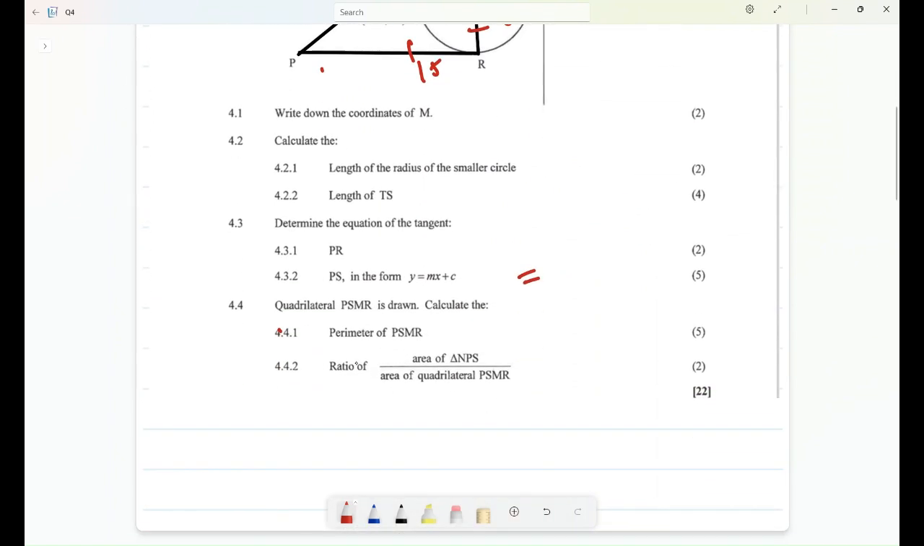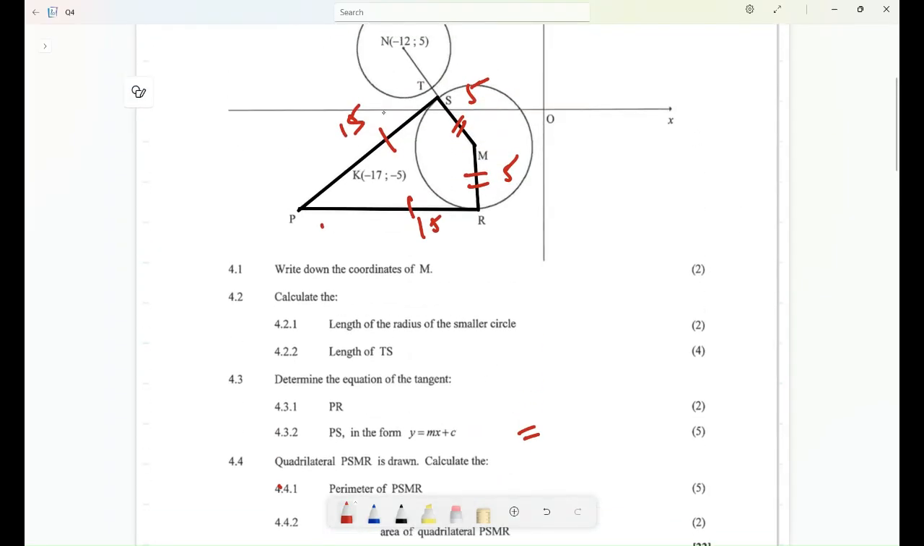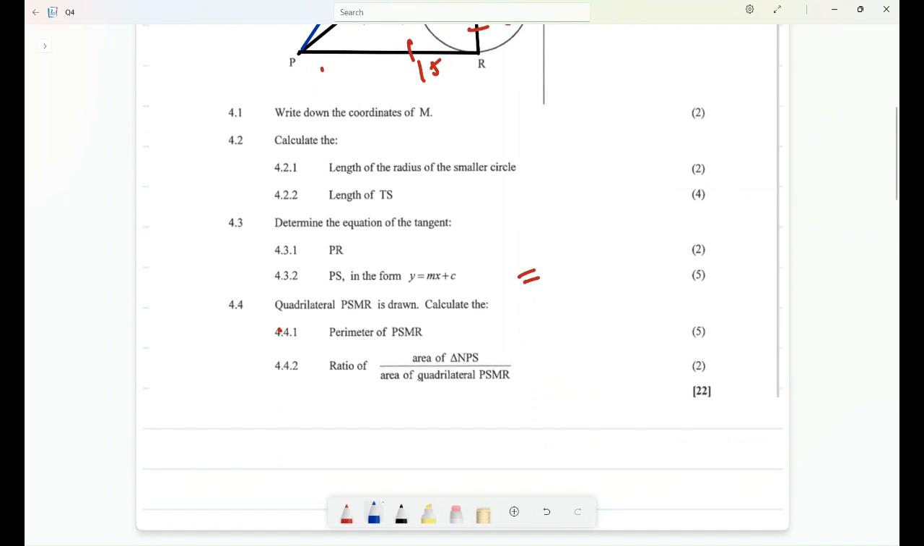Now they say the ratio of what? Area of NPS to quadrilateral, that one. Where is NPS? NPS is something like so there. Let me just say NPS. Okay, that is my NPS. And then, to quadrilateral, over the area of quadrilateral PSMR.